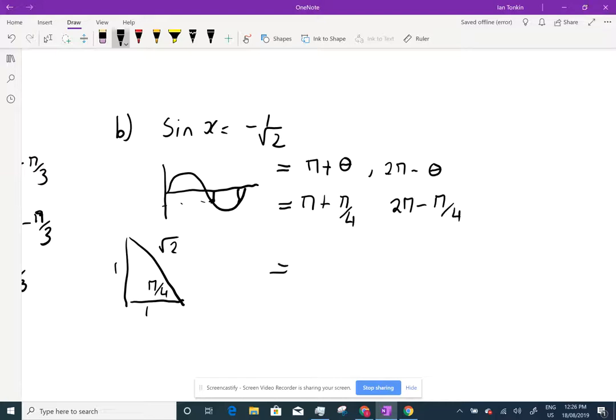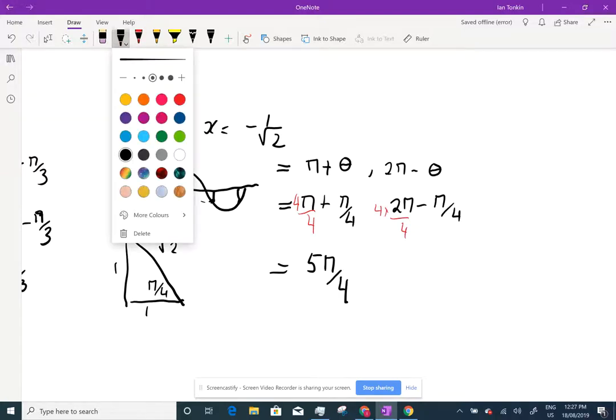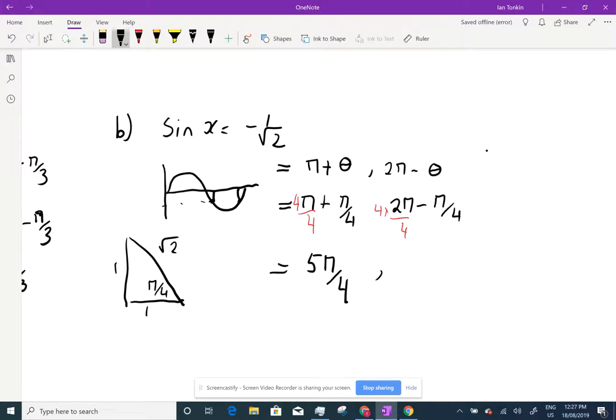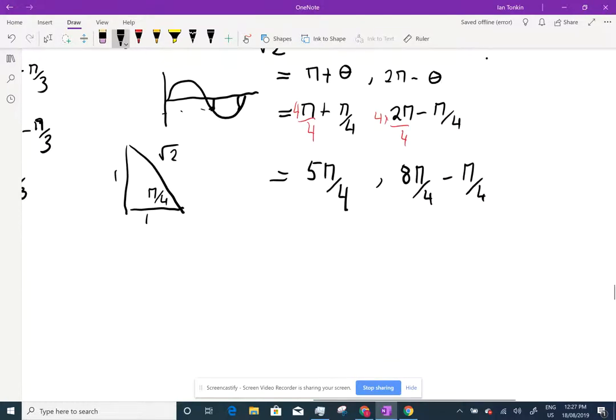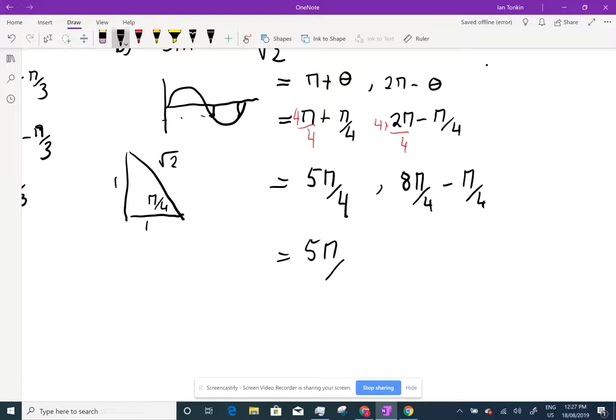Now again, you've got to have common denominators. So pi is 4 pi on 4. That's easy. So I get 5 pi on 4. But this one, I'm going to have to multiply by 4 to get it on 4. So it's 8 pi on 4 minus 1 pi on 4. So 5 pi on 4 is one of them, and the other one is 7 pi on 4. All right? And that's B.